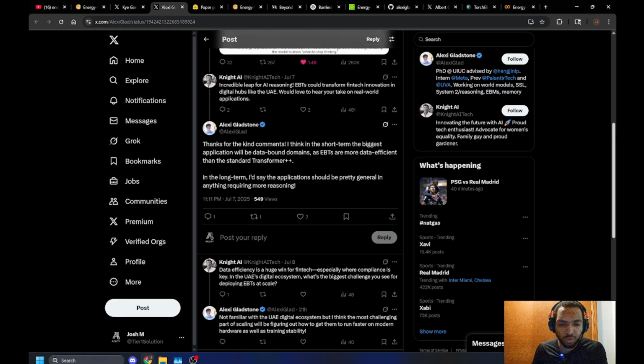Data efficiency is a huge win for fintech, especially where compliance is key in the UAE's digital ecosystem. What's the biggest challenge you see for deploying them at scale? So, not familiar with the UAE digital ecosystem, but I think the most challenging part of scaling will be figuring out how to get them to run faster on modern hardware as well as training stably.